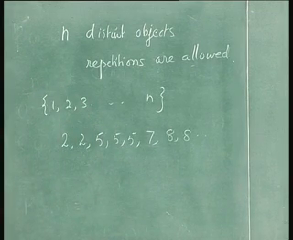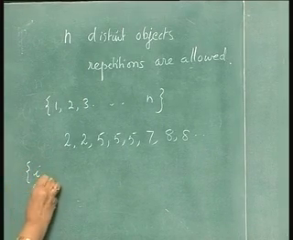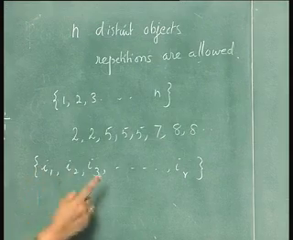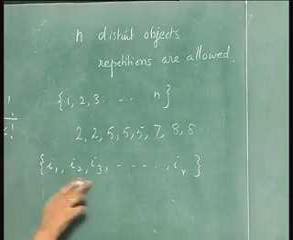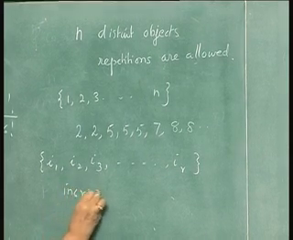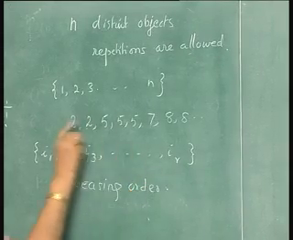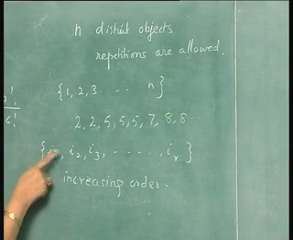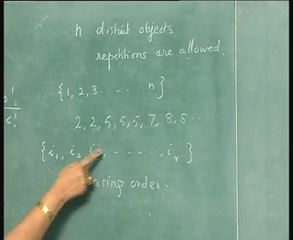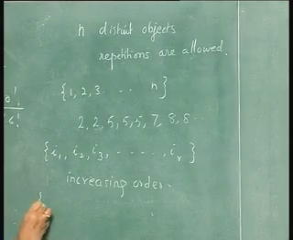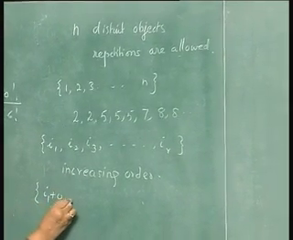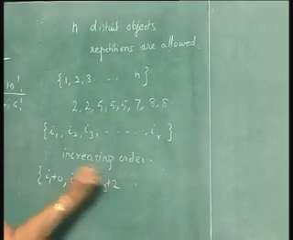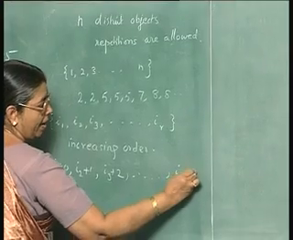Now, in this case, I select and write them like this: i1, i2, i3, up to iR. Here some of the i's may be the same, repetitions are allowed, but I am arranging them in increasing order, like 2, 5, 7, 8. Now, I add 0 to i1, 1 to i2, 2 to i3, and so on, and R minus 1 to iR.